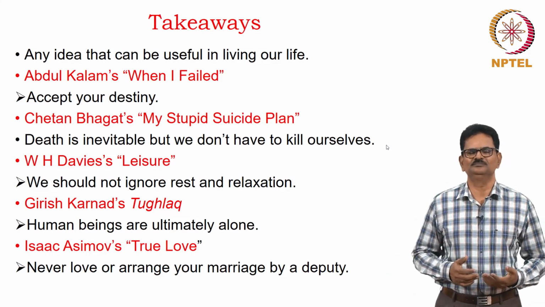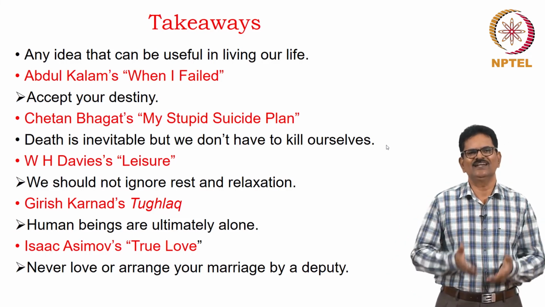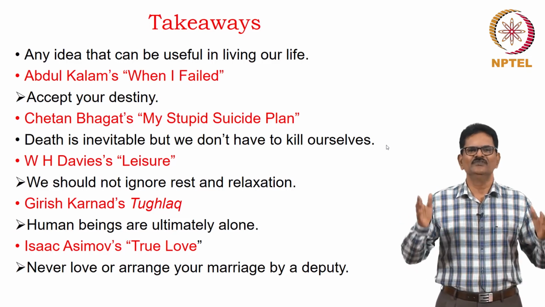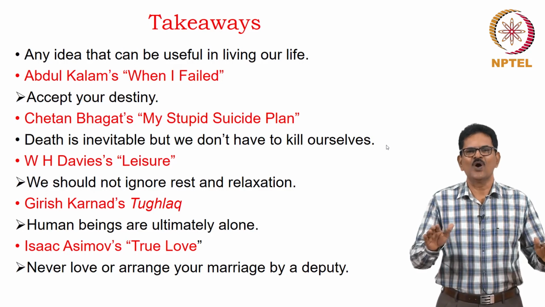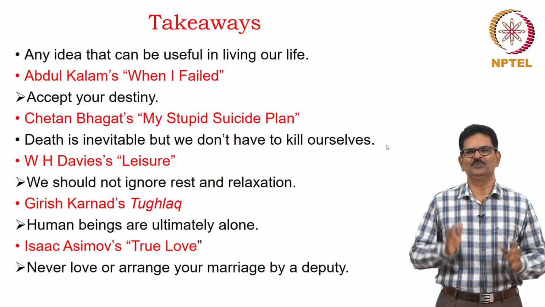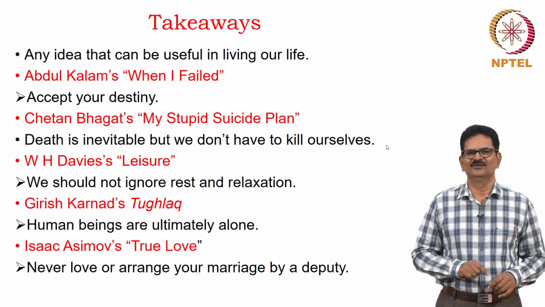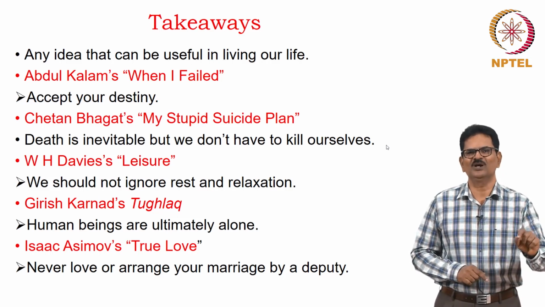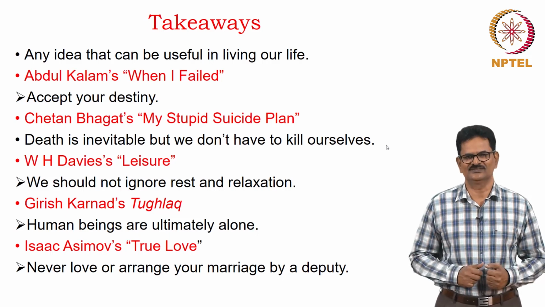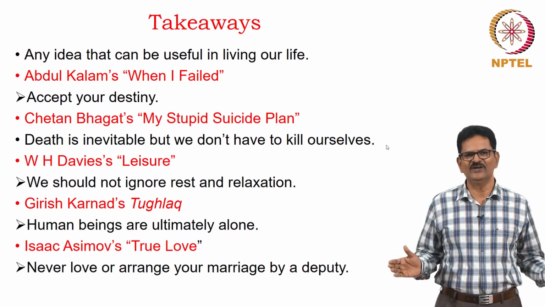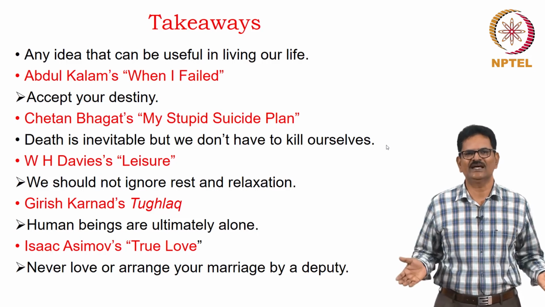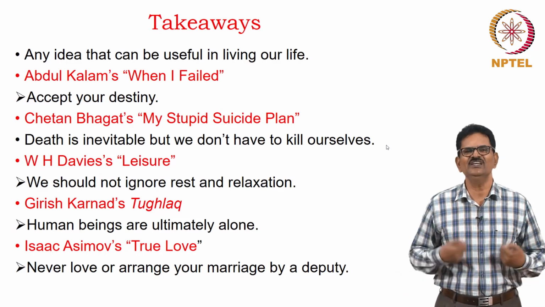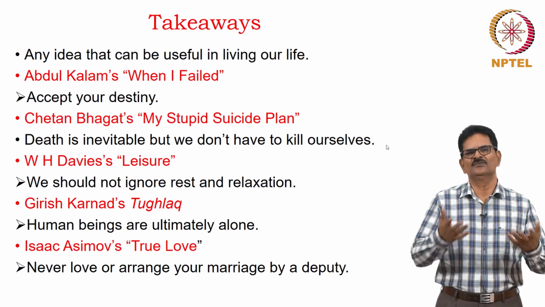Finally, when we read a beautiful science fiction story by Isaac Asimov like True Love, we understand never to love or arrange your marriage by a deputy. If you arrange a deputy for your marriage, then the deputy may become more important than you and you will lose your lover. So we should not love anybody by a deputy, or arrange a marriage by a deputy. We should do it on our own. This initiative we have to take ourselves is important from this story.